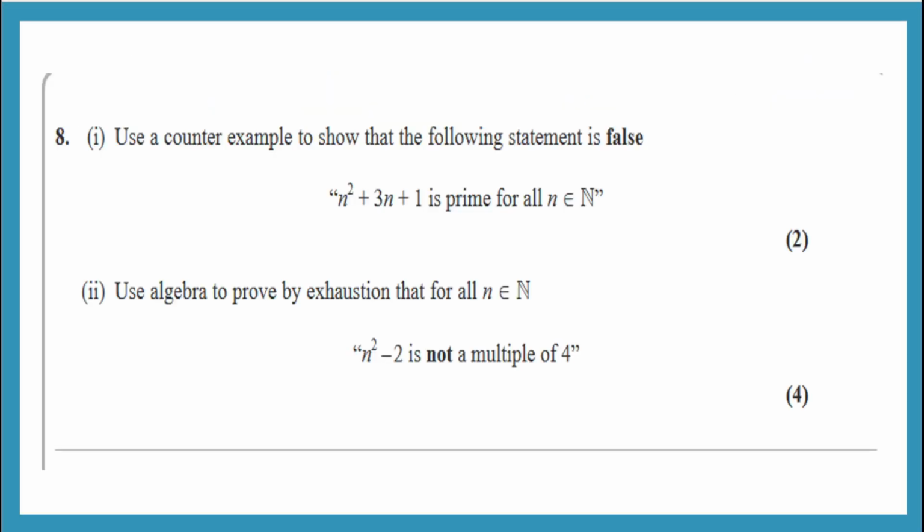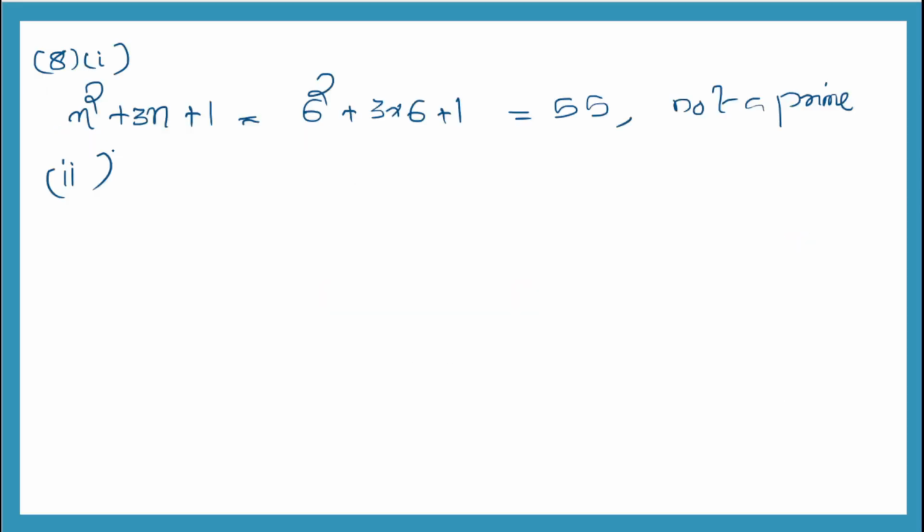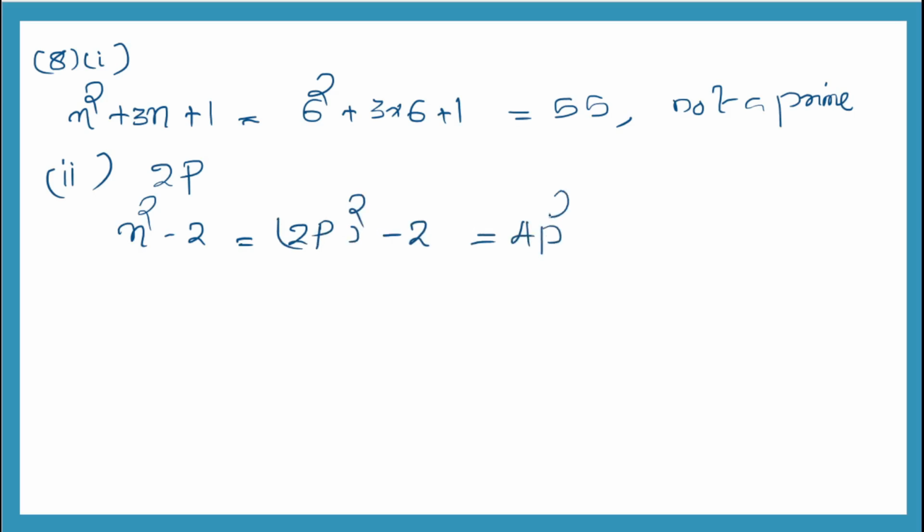Now for the second part, use algebra to prove that for all n belongs to N, n squared minus n is not a multiple of 4. Now consider an even number 2p. Then the expression n squared minus 2 equals (2p) squared minus 2. That equals 4p squared minus 2. It's not a multiple of 4.